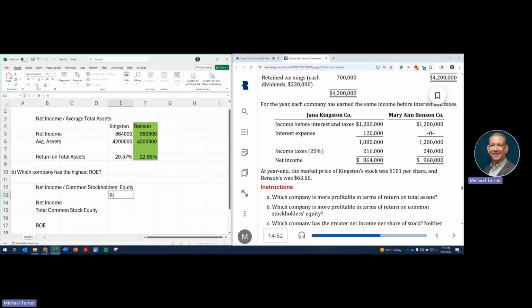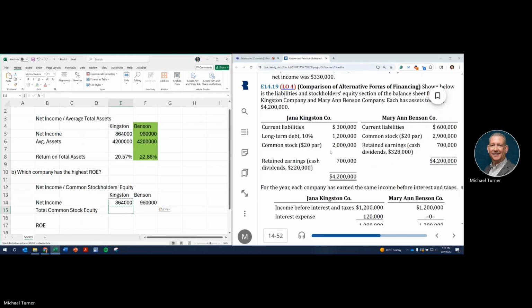And then we'll be able to find which one has the highest return on common stockholders' equity. So as we did before, we'll set up the two companies, Kingston and Benson. The net income is the same as before, so we'll just copy that down. 864 for Kingston and 960 for Benson. And then the common stockholders' equity. So let's go find that in their balance sheets. So Kingston has common stock par of $2 million.